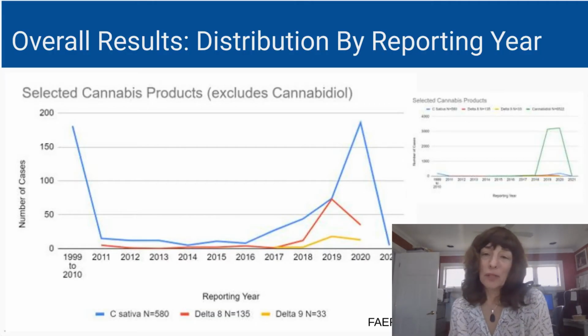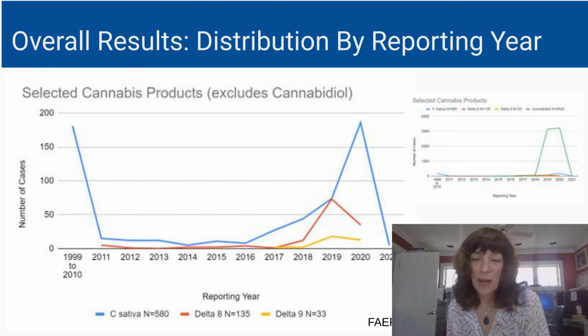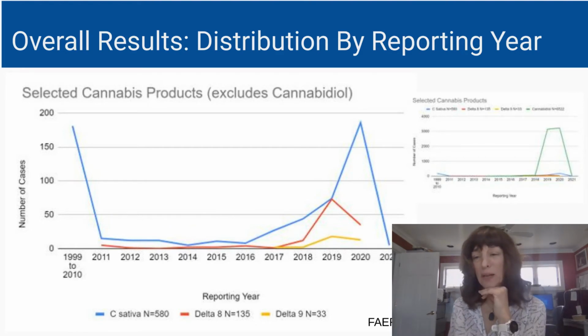The overall results: this is the distribution of cases by reporting year. So what we have here is we go back pretty far, 1999 to 2010. In the background, I have the cannabidiol cases because once it was approved, there's an increase in cases that's expected. That's usually what happens when a drug gets approved. So in the foreground, the blue line is the cannabis sativa. There's 580 cases. The delta-8, 135 cases.